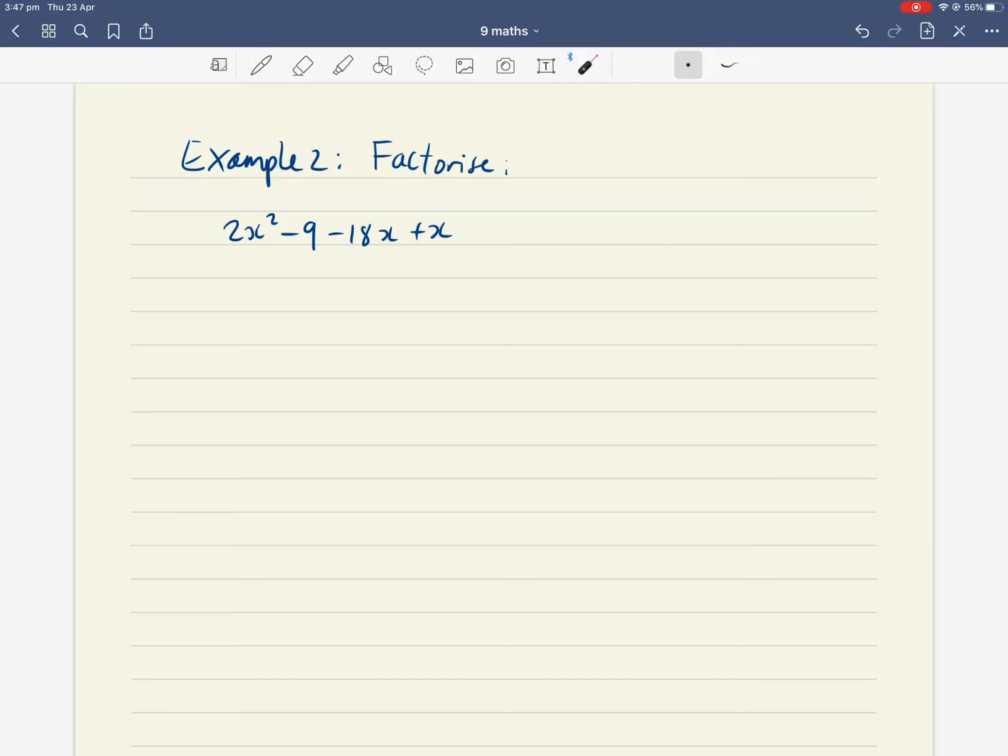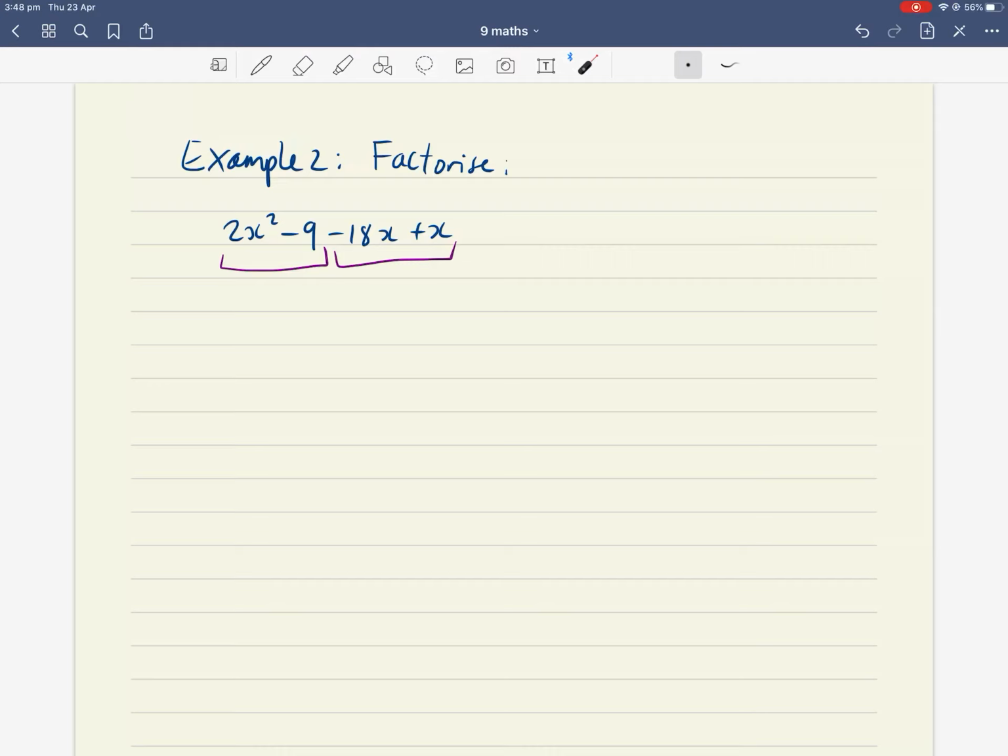So as per usual for this topic today, you can see that there's 4 terms. 1, 2, 3, 4. 2x squared is your first term, minus 9 is your second term, minus 18x is your third term, and plus x is your fourth term. Now when you see 4 terms, you should try factorizing by grouping. So group them into pairs of 2 terms, right? So your first group is 2x squared minus 9, and then your second group is minus 18x plus x.